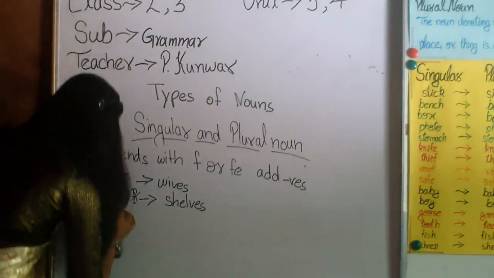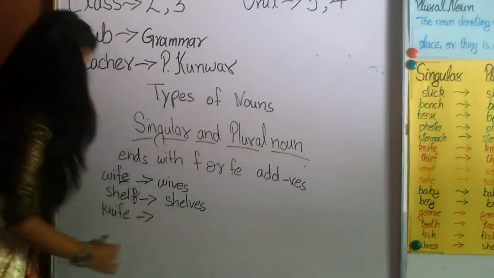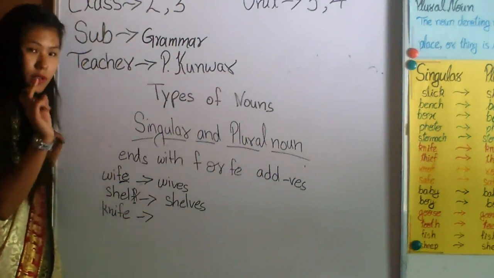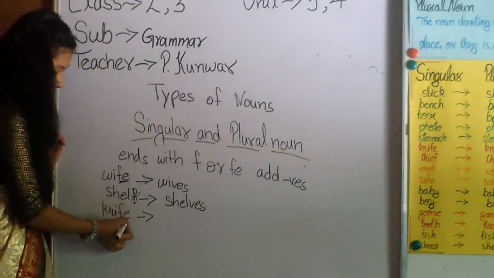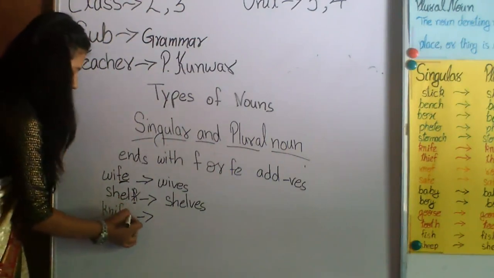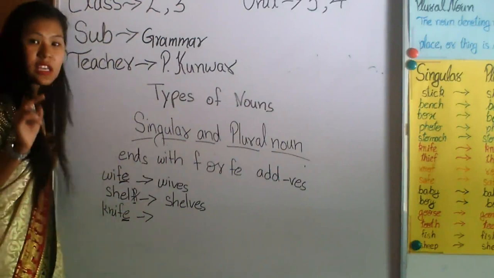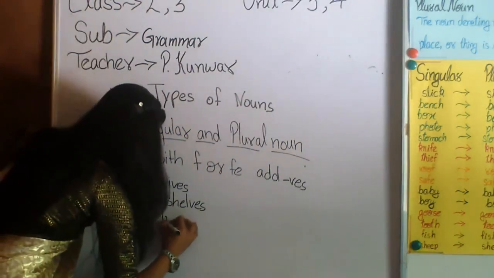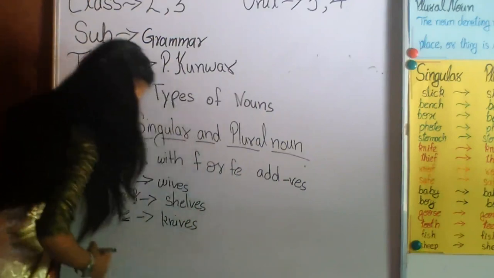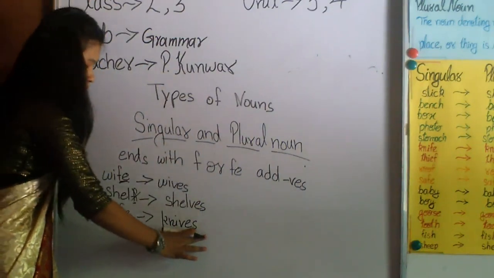In the same way, knife, K-N-I-F-E. In this singular noun, it ends with fe. What do we have to do? We have to remove fe at the end and add ves. Knives. These are the plural forms.